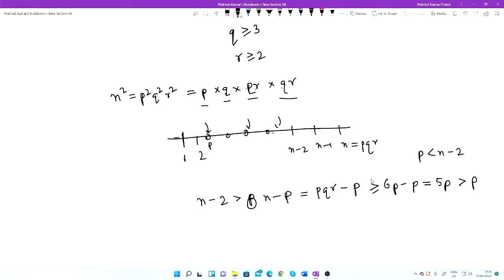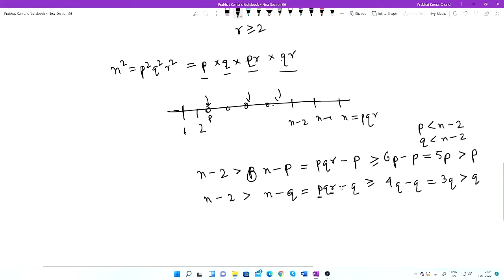Similarly, we can show for q, because n minus 2 is obviously greater than n minus q, because q is 3 at least, which is pqr minus q. Again we can say it's greater than, so p is like the minimum value is 2, r minimum value is 2, so it's like 4q minus q, which is 3q, which is obviously greater than q, right? So what we have got is that q is less than n minus 2, right?